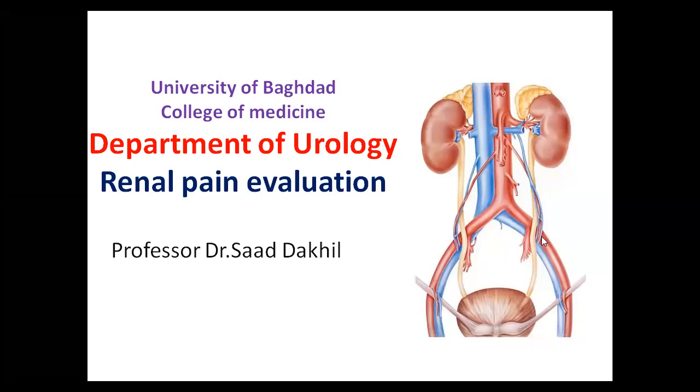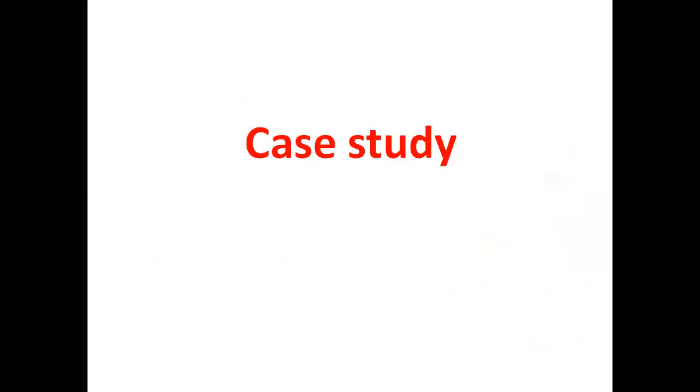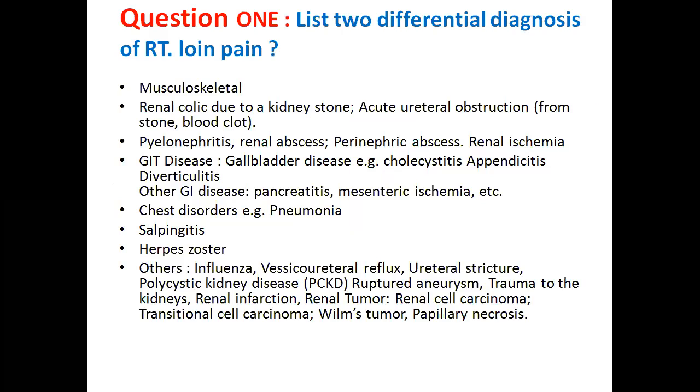Renal pain evaluation. Objectives: we try to take an appropriate focused history, conduct a local examination, provide a provisional diagnosis, order specific investigations for each case, and propose an appropriate plan for further management. Case study: a 32-year-old male patient with acute right flank pain presented to the emergency department.